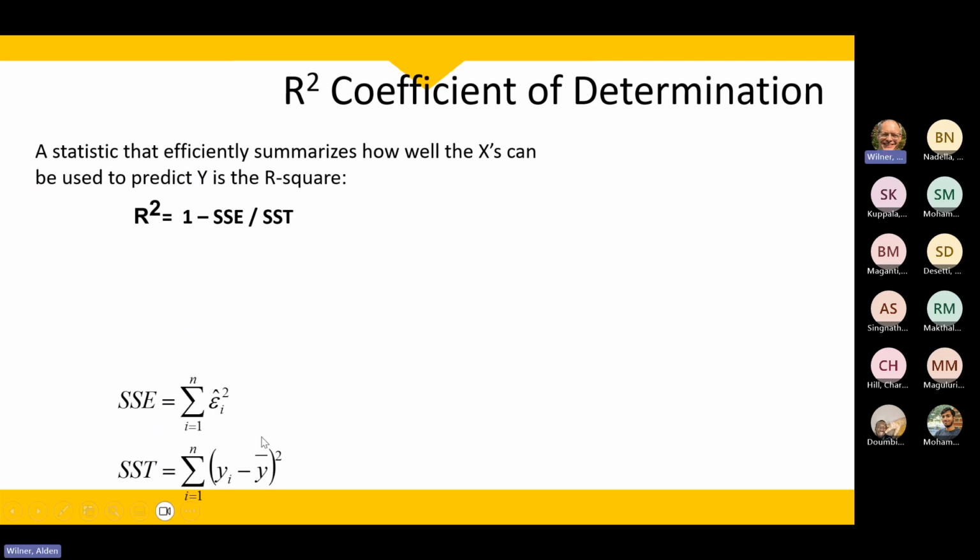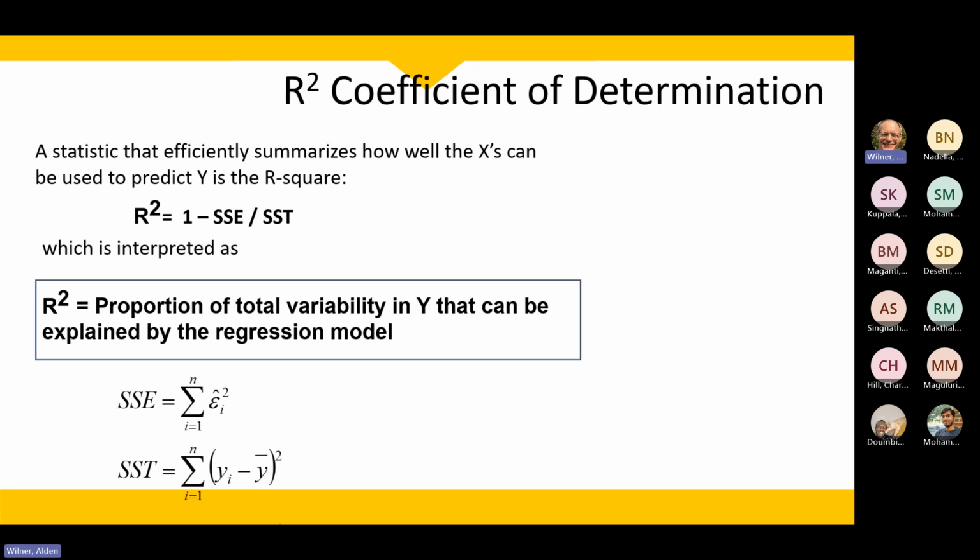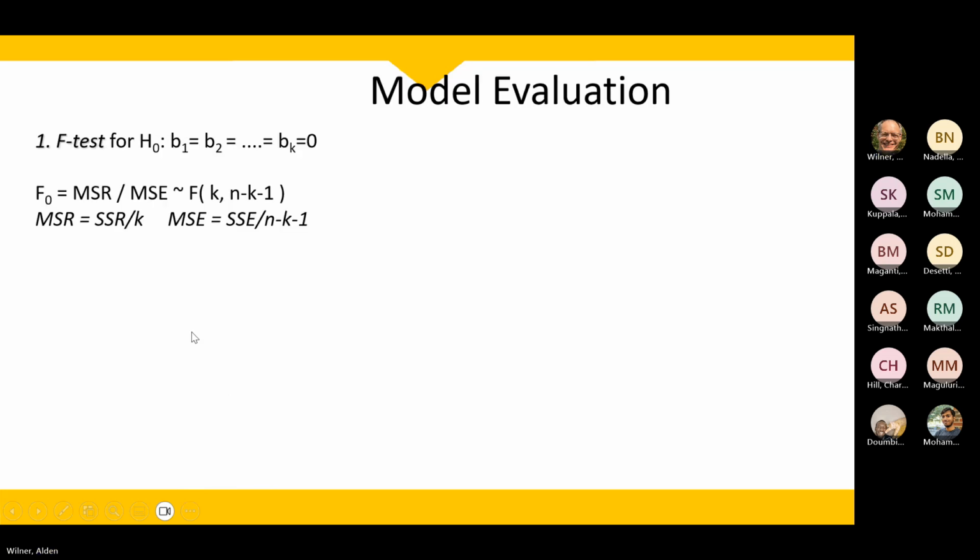So sum squared errors is all of our little errors. We're going to subtract that from 1. We're going to divide that by the total variance of all of our individual dependent variable observations from the average of the dependent variable, the sum squared total. Basically, we're saying this is the proportion of total variability that can be explained by the regression model.